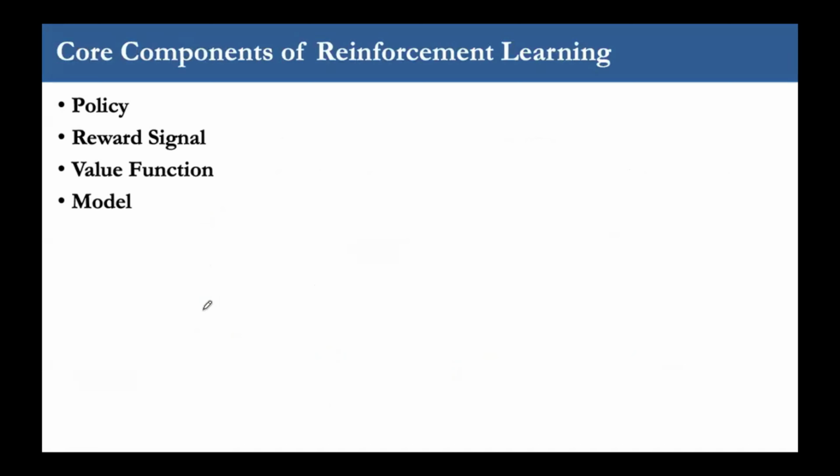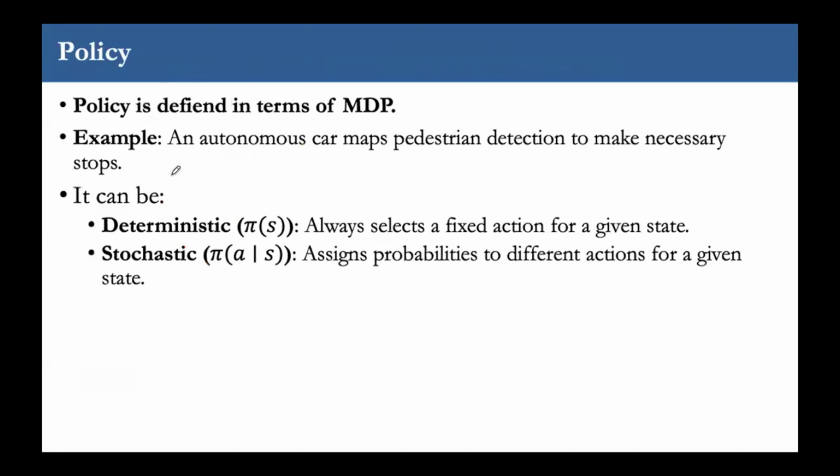Now we'll learn what the core components of reinforcement learning are. The core components of reinforcement learning are the policy, the reward, the value function, and the model. We'll look into all these things one by one. First one is the policy. A policy can be defined in terms of MDP, that is Markov decision process. We have already seen the Markov decision process, and I will be giving the link in the description. Those who haven't checked, you can go through the video.